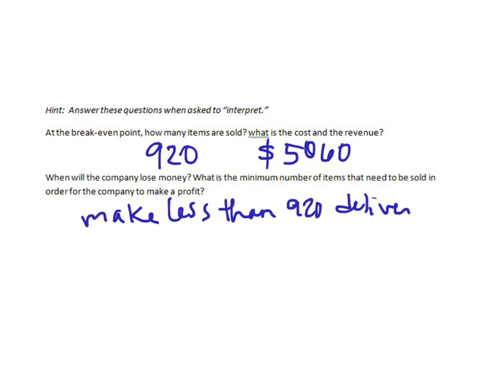Right? And then the minimum number of items, or in this case deliveries, that needs to be made to make a profit would be 921 deliveries. Right? So they have to make more than the number of deliveries necessary to break even. All right, so bump up to the next whole number.